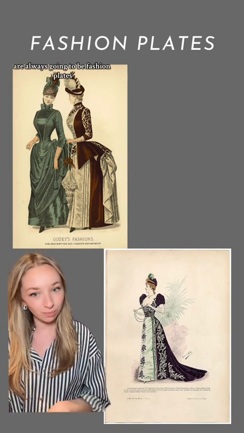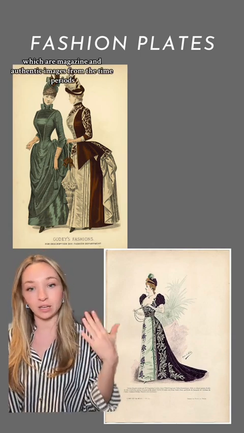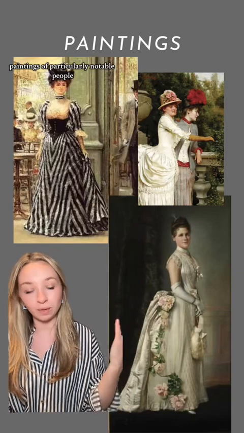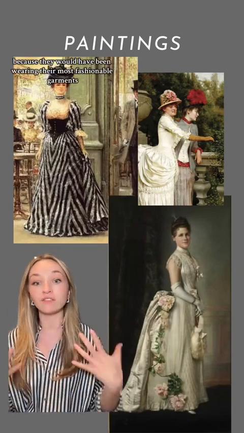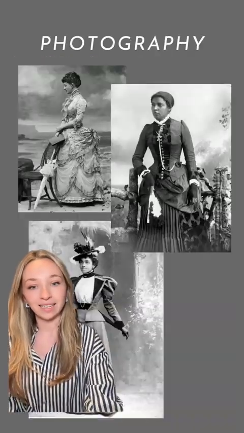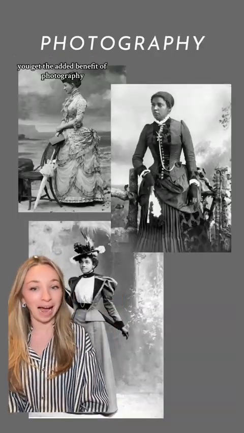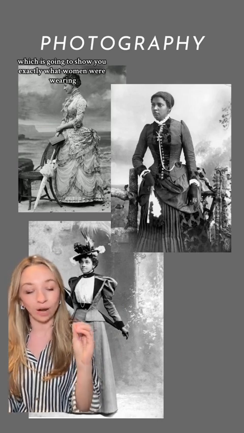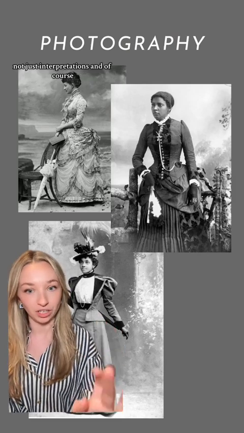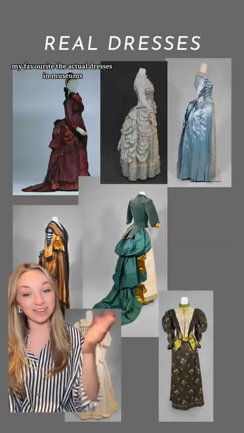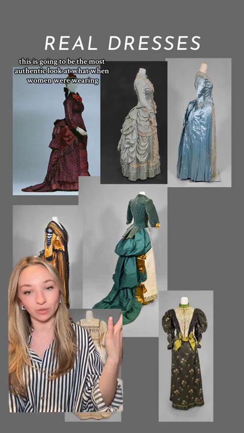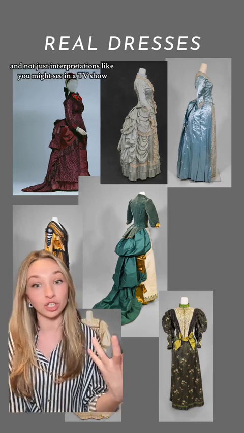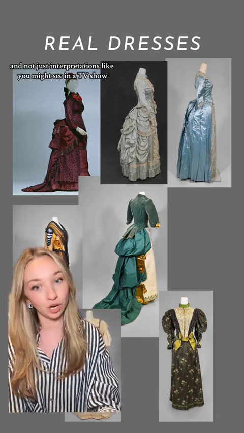Keeping in mind the most authentic ways of looking at historical fashion to give the most accurate representations possible are always going to be fashion plates, which are magazine and authentic images from the time periods, paintings of particularly notable people because they would have been wearing their most fashionable garments from the time period. Of course, later in the 19th century, you get the added benefit of photography, which is going to show you exactly what women were wearing, not just interpretations. And of course, my favorite, the actual dresses in museums. This is going to be the most authentic look at what women were wearing and not just interpretations like you might see in a TV show.